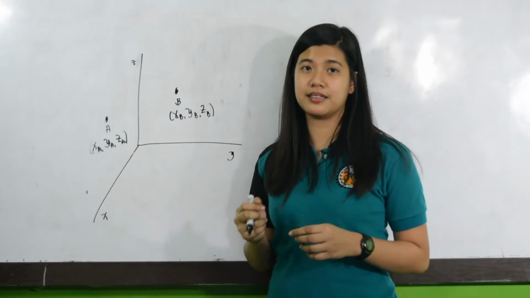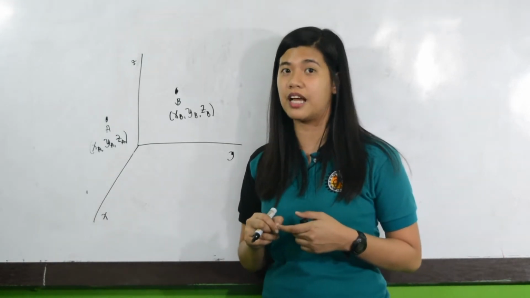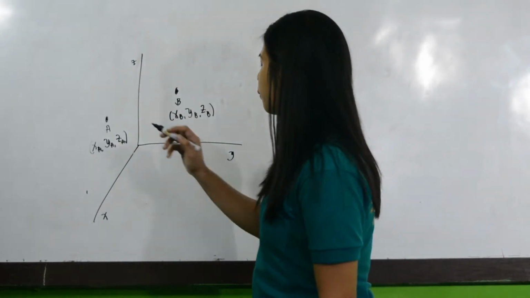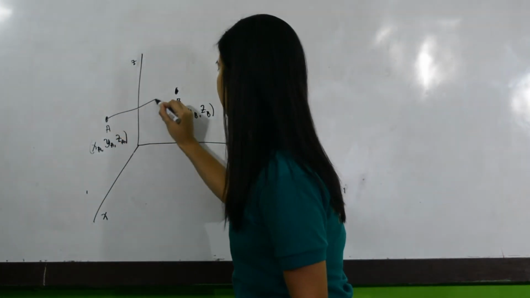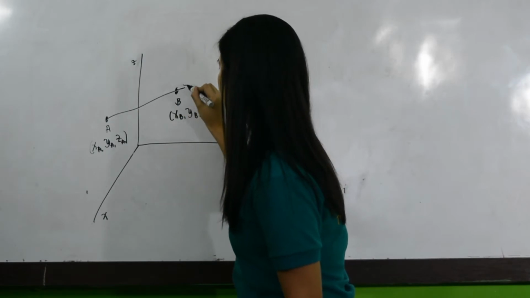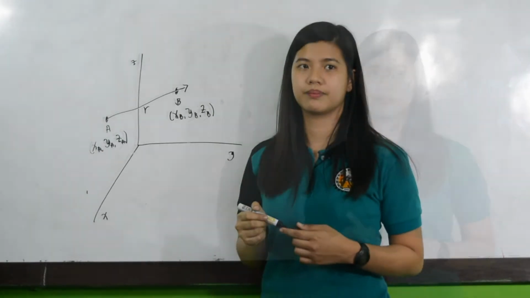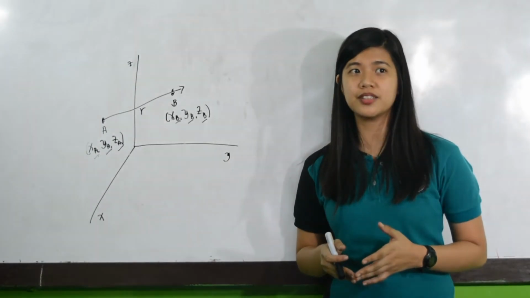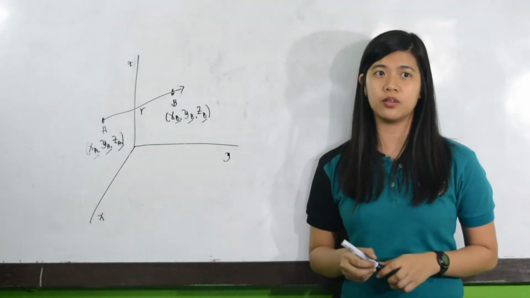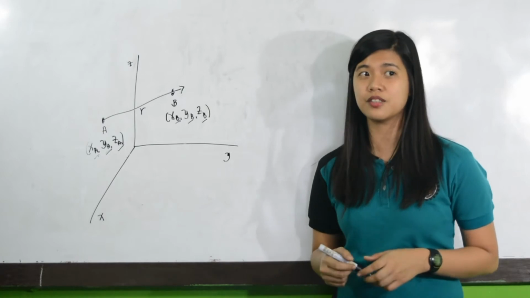Do you remember what I said before? That another way to determine the vector is through the directed line segment. So, we will connect our point A to point B. And now, we have our vector r. In finding vector r and its magnitude, when you have 2 points, just subtract the value of a to the value of b, just like finding its distance using the distance formula.